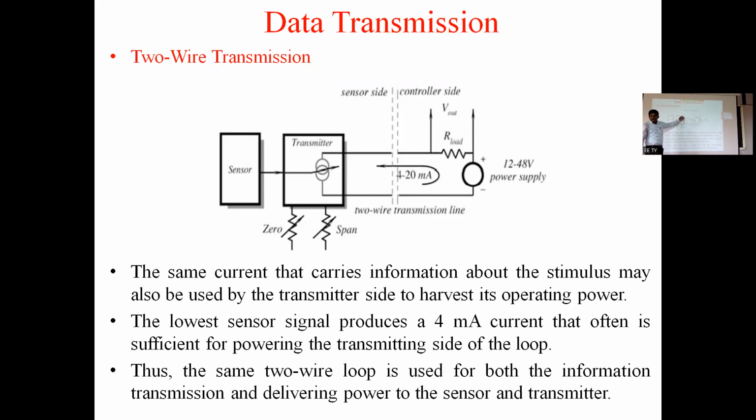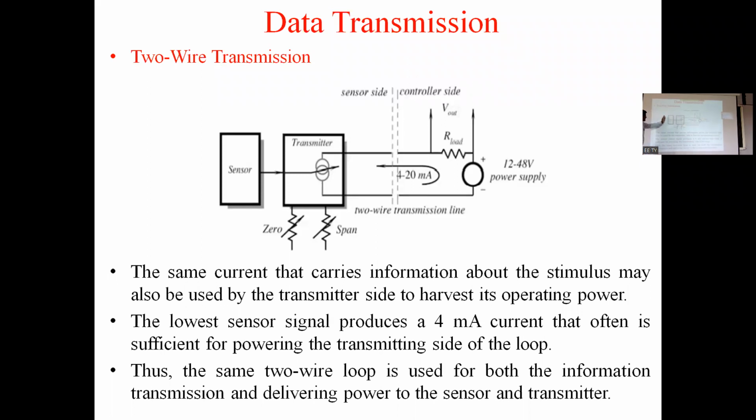That means it is a variable current, a change in current. So in that situation, why is it called a two wire transmitter? This is one of the wires, this is one of the wires. That means the conductor will form one loop. And here one load resistance can be connected. Across that load resistance, we obtain the potential difference or voltage.